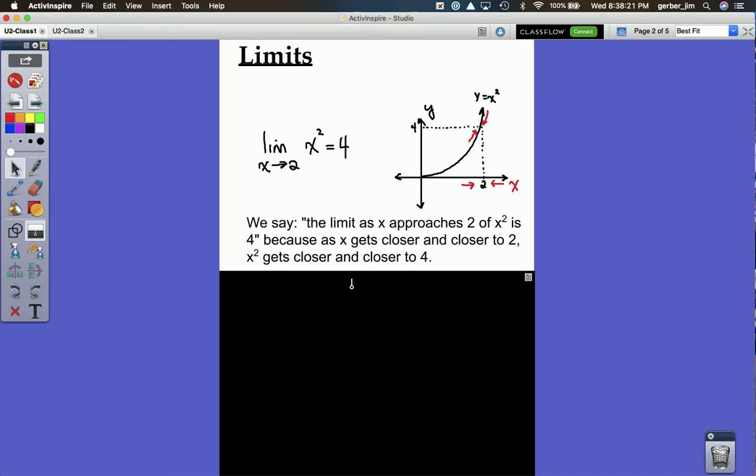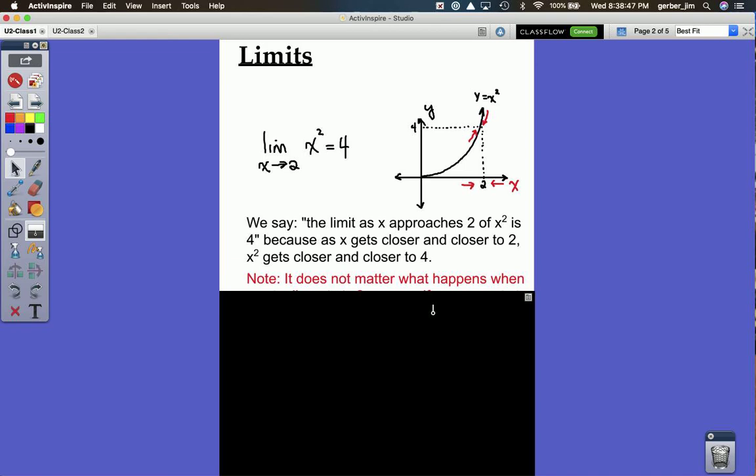Now that might not seem like anything very striking or very important, but this concept has really far-reaching implications. It's a very important fundamental concept of calculus, and we use it a lot. And you'll see as we go through it, it gets a little more difficult. But for now, pretty straightforward. As x gets closer and closer to 2 from either side, y gets closer and closer to 4.